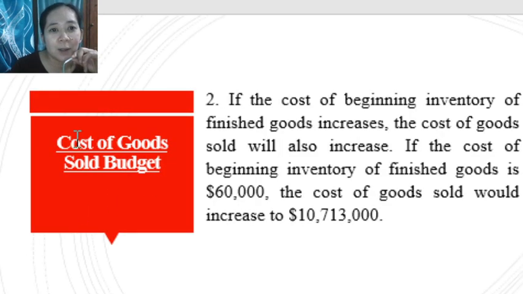So if the cost of beginning inventory of finished goods is 60,000, and you compute again the cost of goods sold, it would result in an increase to 10,713,000. So this is our cost of goods sold budget. Again, this is simple to prepare once the other elements have already been identified and prepared from the previous budgets.